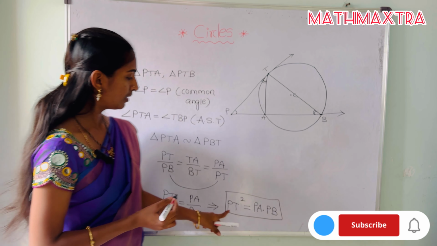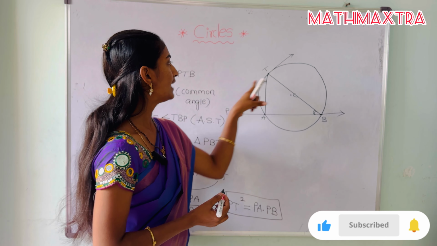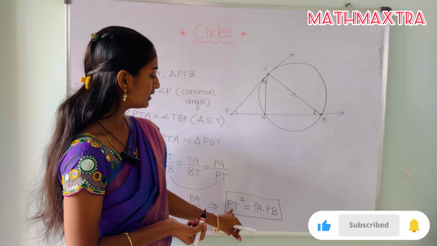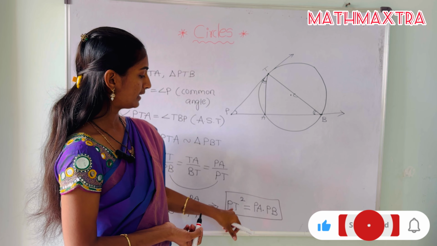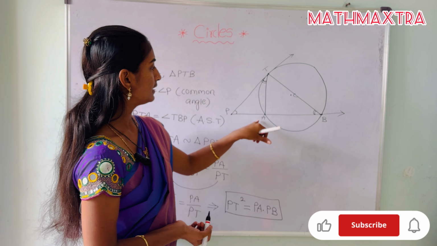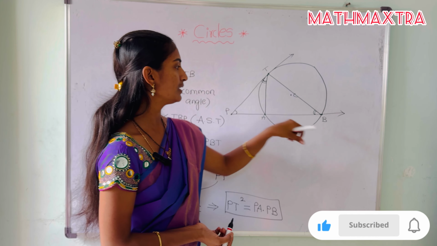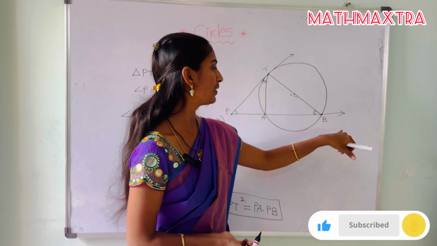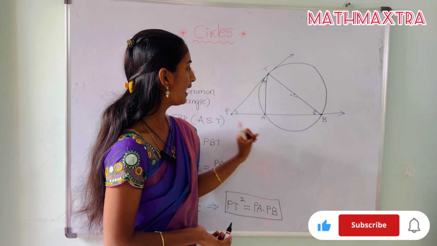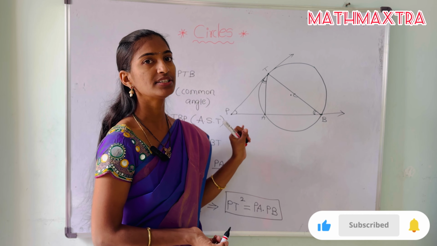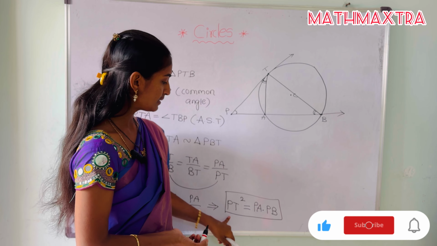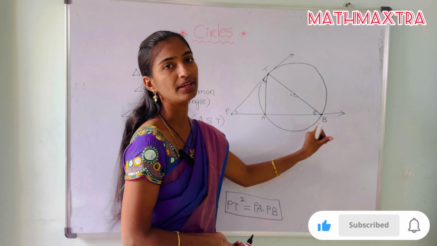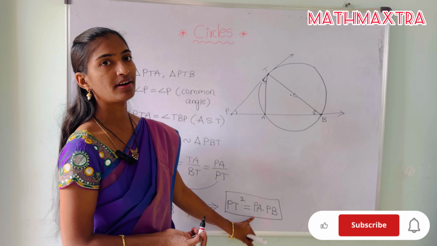Now observe, PT is the tangent to the circle. If you know the length of the tangent PT, then PT square is equal to PA into PB, where this secant line PAB meets the circle in two distinct points A and B, and PA and PB are parts of that secant line. So PT square is equal to PA into PB. This is the conclusion we can draw from this.